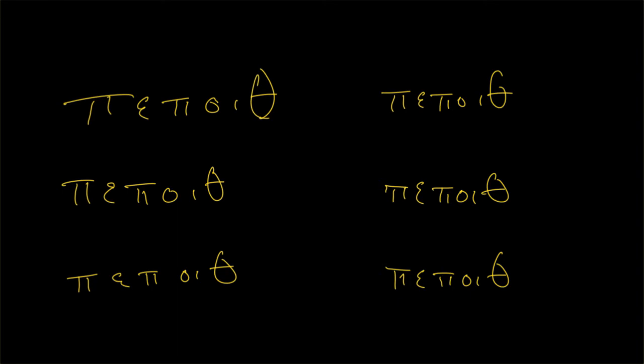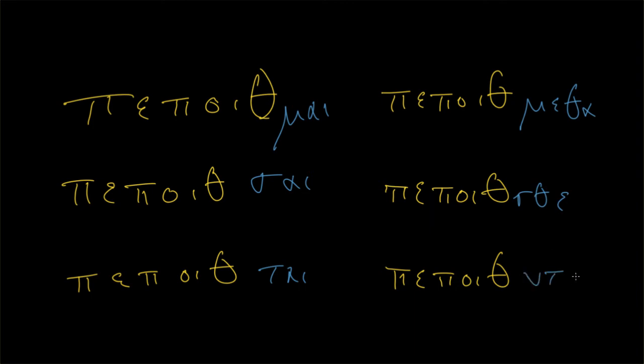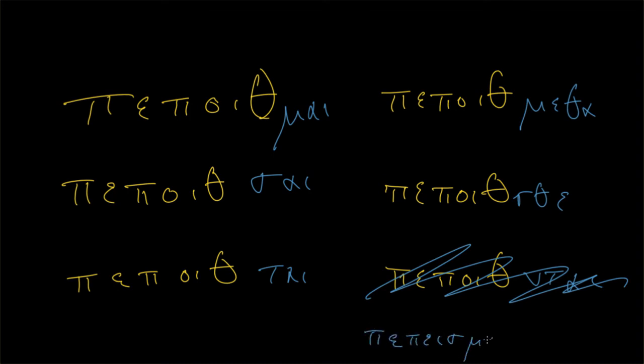And then, of course, we can add what our endings should be: -mai, -sai, -tai, -metha, -sthe, and -ntai. And remember, this -ntai is going to drop away because we're going to use a participial form, which in this case is pepoimenoi, and then again eisi. And because the accent is always going to be on this epsilon in the third person plural, we're always going to have that second accent on the enclitic.